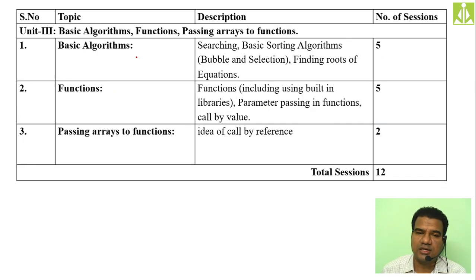Then we have the third unit, basic algorithms, functions and passing arrays to functions. So the concept of basic algorithm, in that we discuss 2 things. The first one is searching and then the sorting. How we perform searching operation and what is searching and how we perform sorting operation. Okay, then we also discuss some concepts like finding the roots of a quadratic equation. It is an important concept for your lab as well. Okay. To complete these basic algorithms, we need 5 sessions.